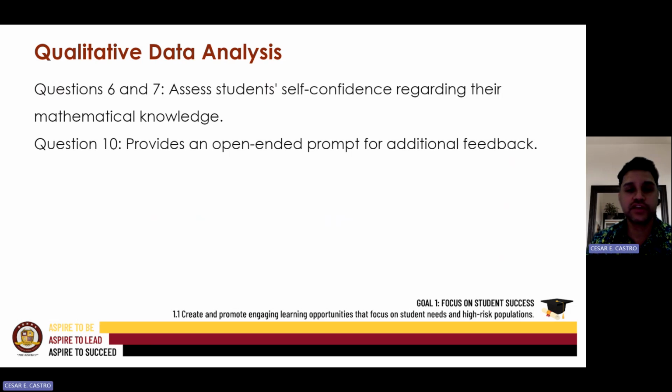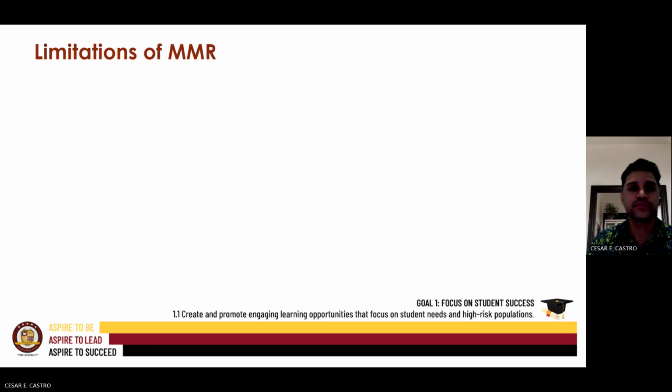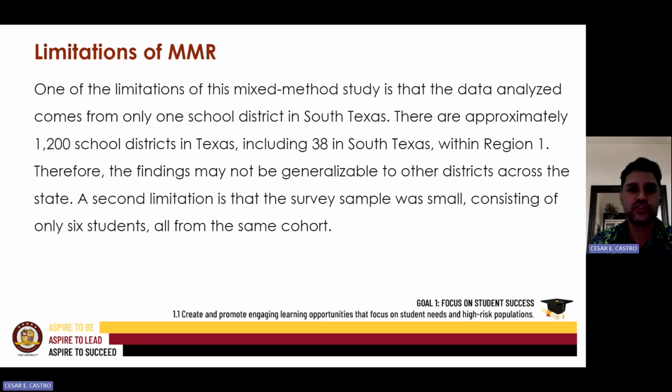And then question 6 to 7, assess student self-confidence regarding the mathematical knowledge. And question number 10 provides an open-ended prompt for additional feedback. So pretty much the last question is for the students to provide a rationale of what's happening in the classroom. Now, what are the limitations of the mixed method research?